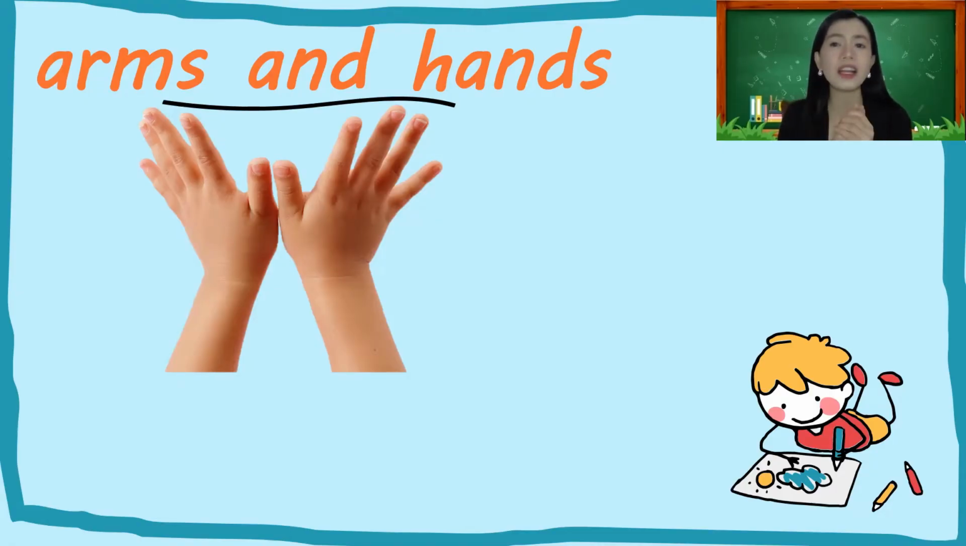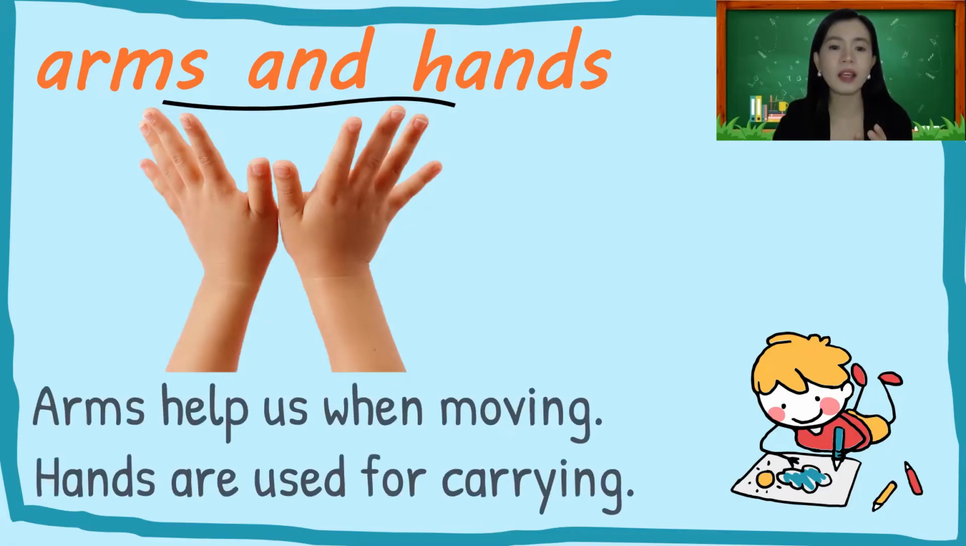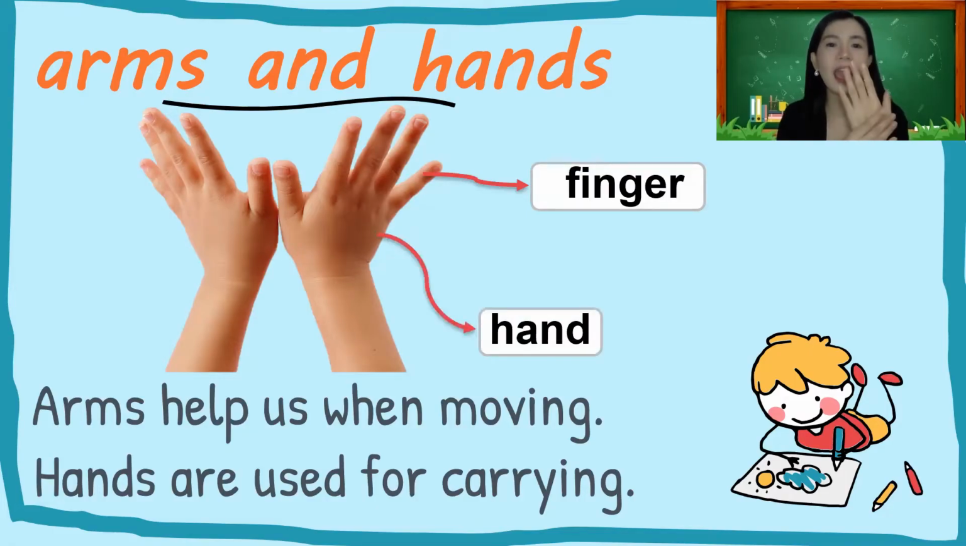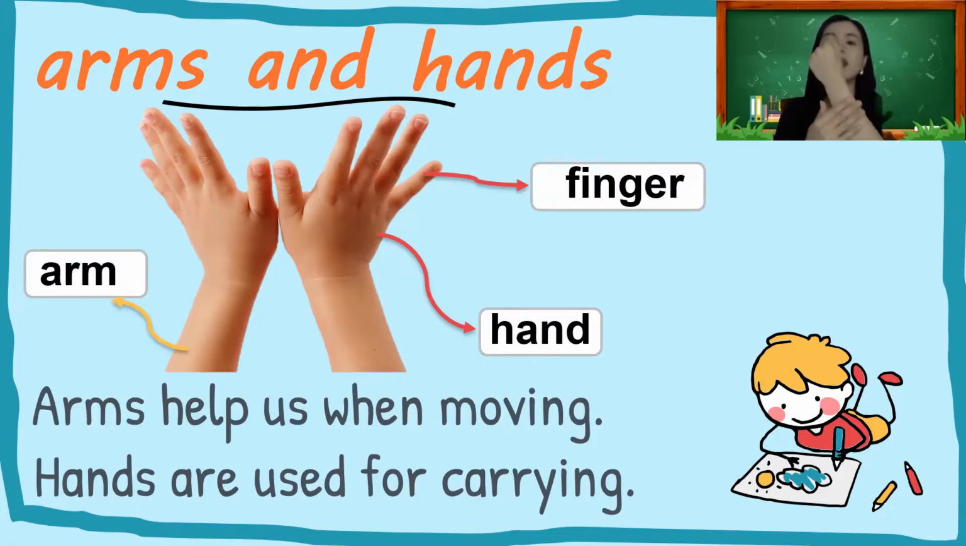So what are the functions of our arms and hands? Arms help us when moving. Hands are used for carrying, okay? So this is called finger. Next, the hand. The hand holds our fingers. And of course, this is arm. The arm holds the hand, which holds the 5 fingers.